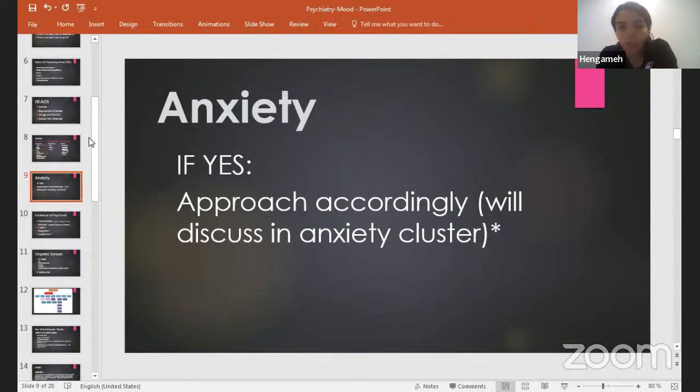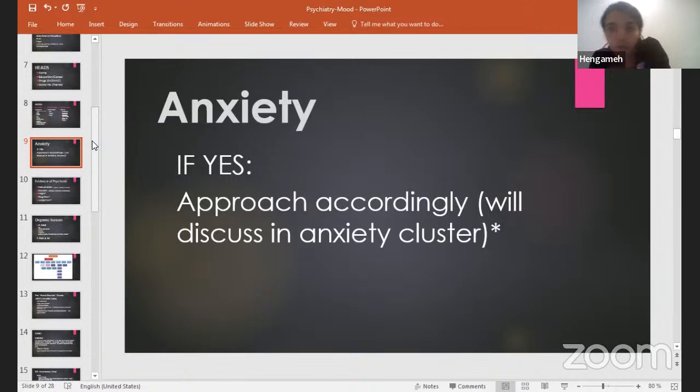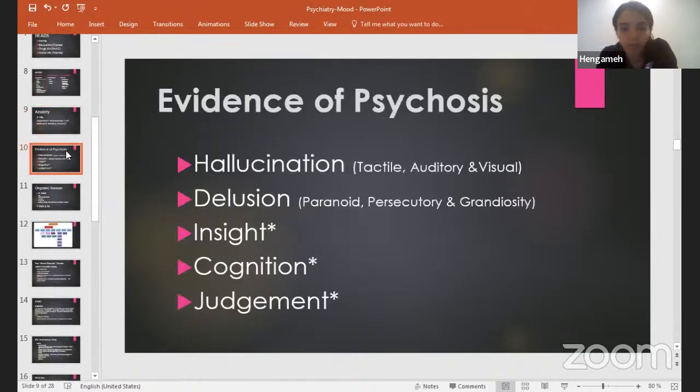Next, we need to ask about anxiety. Are you an anxious person? Yes or no? If yes, it's part of the anxiety cluster, which I will discuss in further sessions. Then evidence of psychosis. We have to be, again, very specific with the psychotic symptoms. So hallucination. How do we ask about hallucination? Have you been feeling, hearing, or seeing things that others don't?